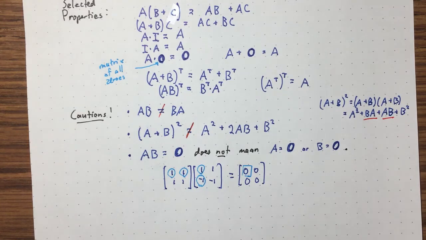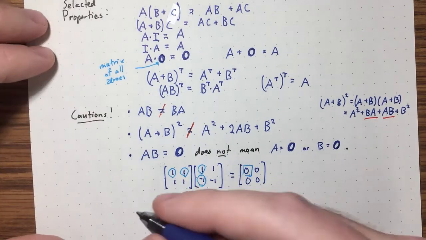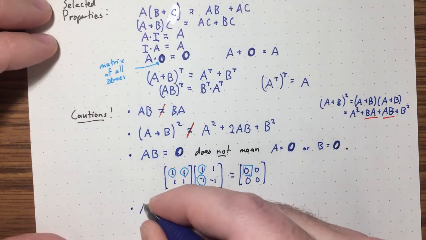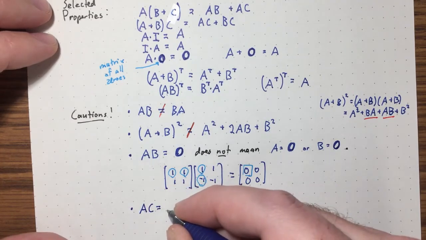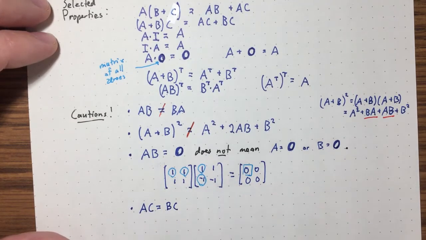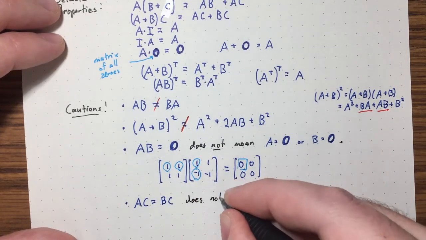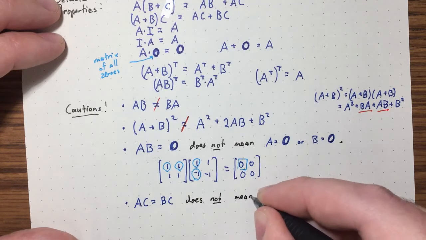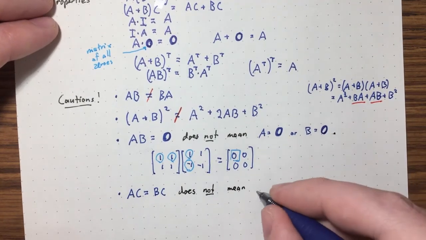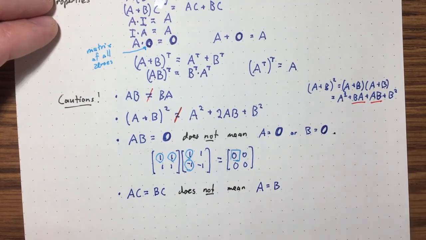Okay, that's not true. Here's another thing that's not true. So let's say I know that AC equals BC. This does not mean A equals B.